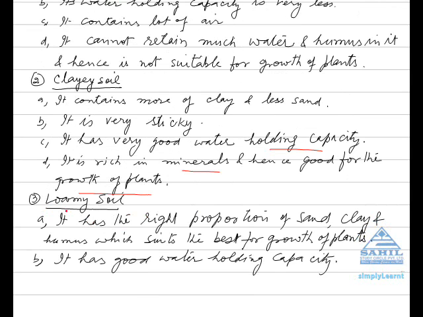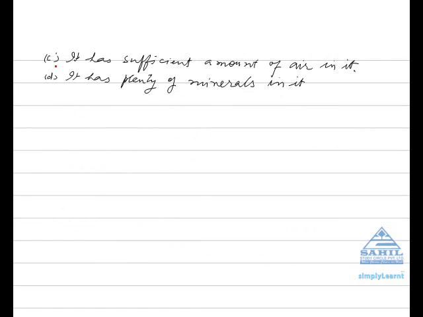Number 3. Loamy soil. A. It has the right proportion of sand, clay and humus, which suits best for the growth of plants. B. It has good water holding capacity. C. It has a sufficient amount of air in it. D. It has plenty of minerals in it.